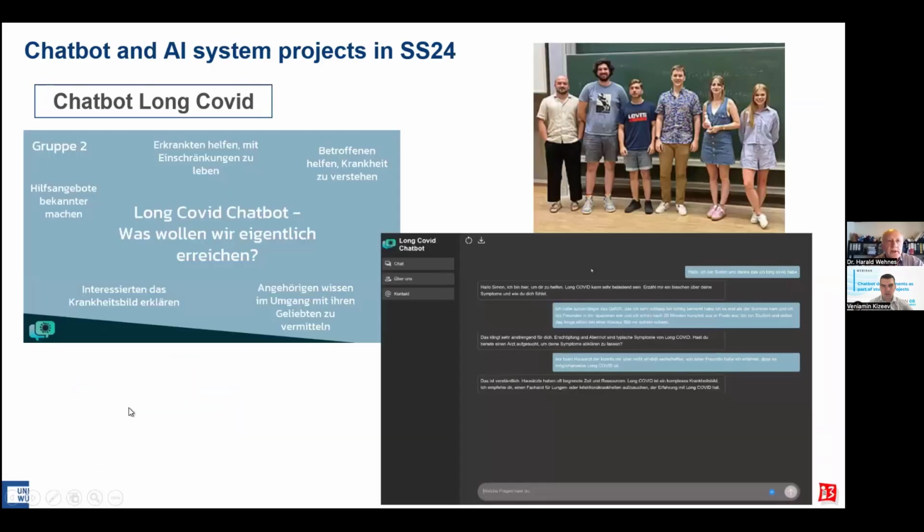Next step is the next project, a chatbot about long COVID. I think we have a lot of people with long COVID, unfortunately, and to help these people, they developed such a chatbot.